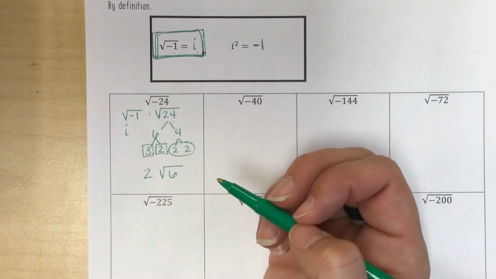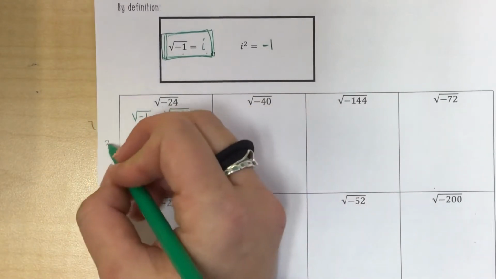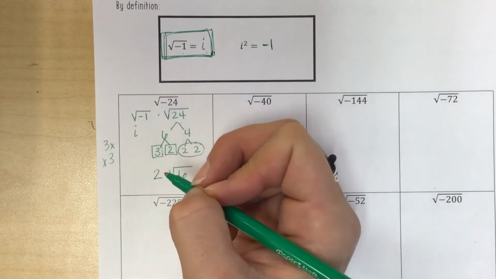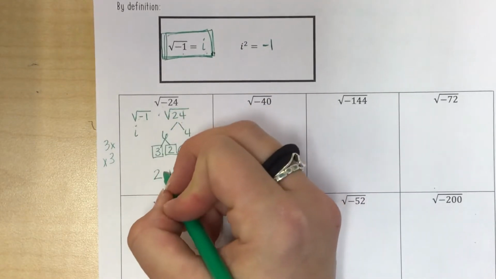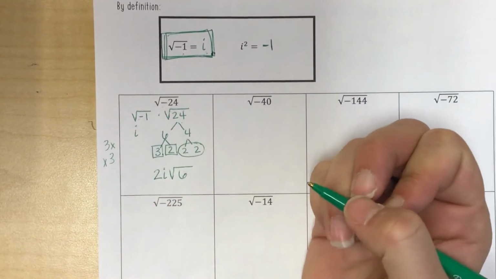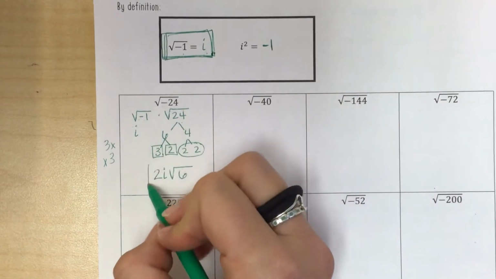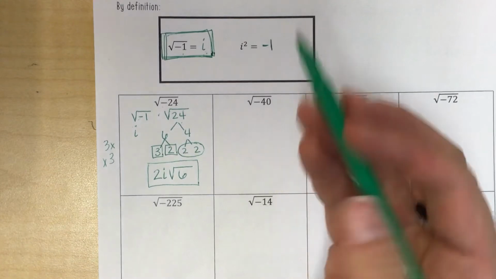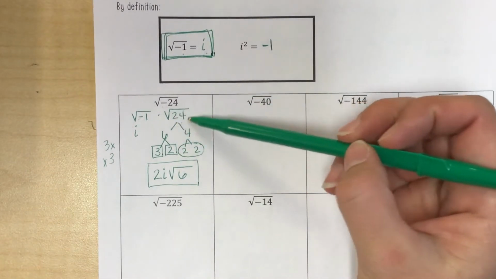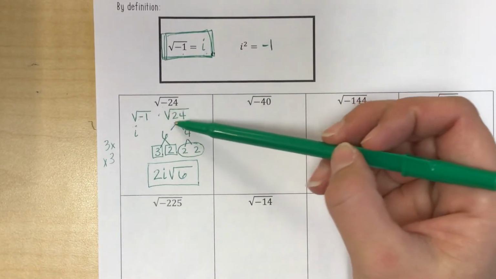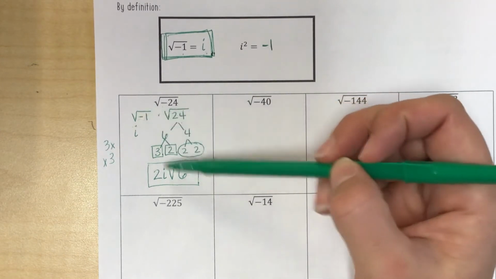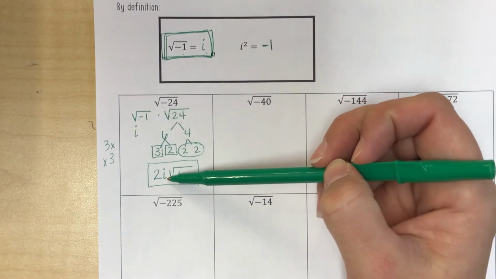i is just like an x. We say 3x, we do the x after the 3, we don't do the x before the 3. So same thing with the i, it comes after the number. So then my solution here would be 2i radical 6. Again, basically you're simplifying the square root of the positive number, and then the square root of negative 1 is i, and you're putting that in your solution.